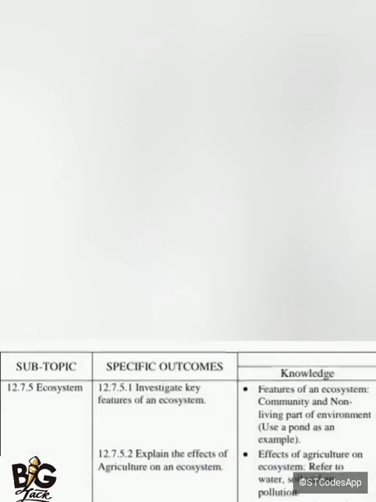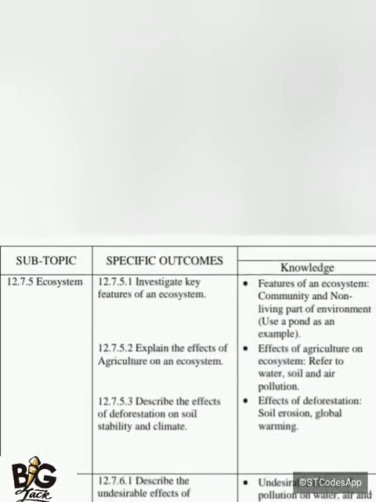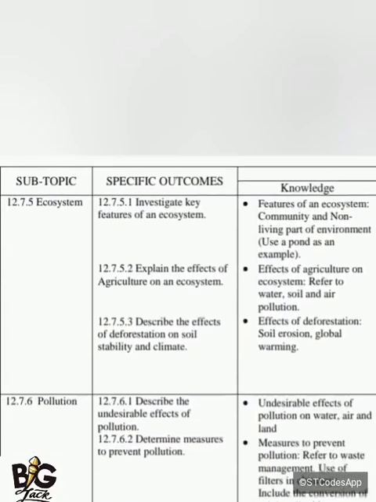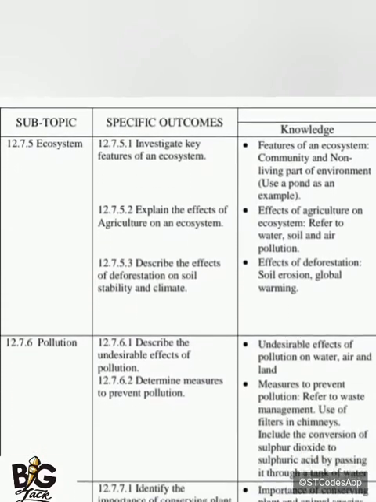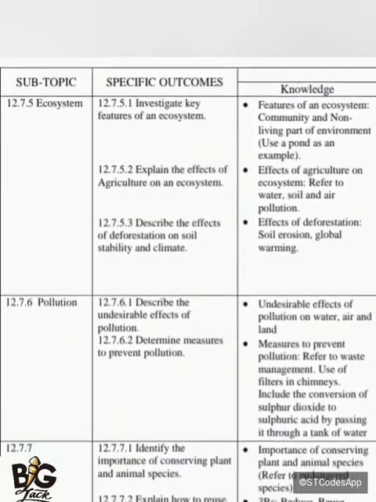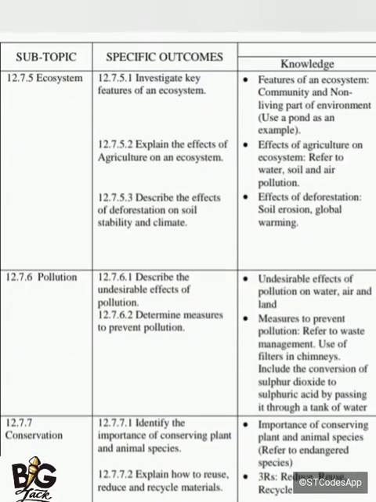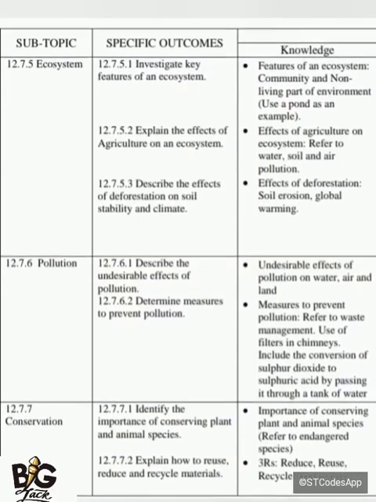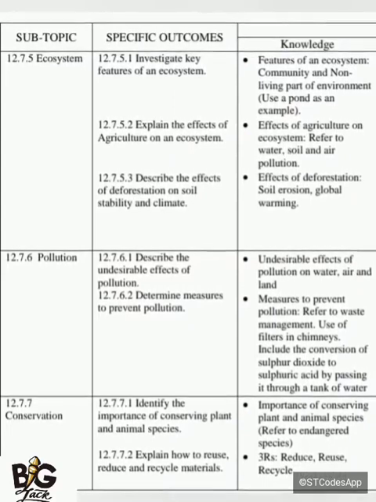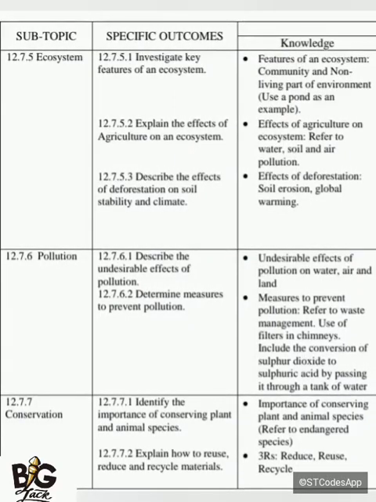So the next topic which is likely to come in your paper is ecosystem. Now under ecosystem, you need to describe features of an ecosystem. So if they ask you to describe the features of an ecosystem, they just mean to describe the non-living part of the environment. For example, a pond is an example of a non-living part of the environment. Apart from that one, you need to explain the effects of agriculture on an ecosystem. Apart from that one, you need to describe the effects of deforestation on soil stability and climate.